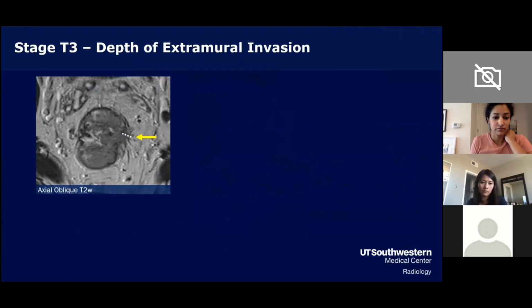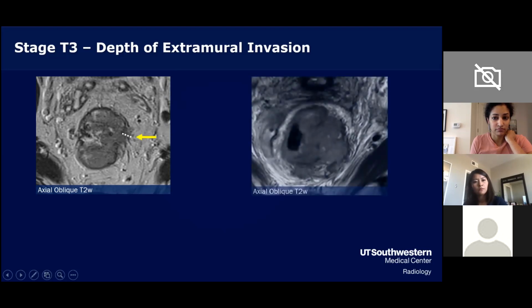Once you determine that this is a T3 tumor, then you want to report what's called depth of extramural invasion. This is a radial measurement, basically measuring out from the muscularis propria to the most peripheral extent of tumor. Here's an example. The muscularis propria is in that location and we're measuring out to the most peripheral portion of the tumor. Here's another example. If we were to extrapolate where the muscularis propria would go, it would look like that. Then you want to measure out from there to the most peripheral extent of tumor.